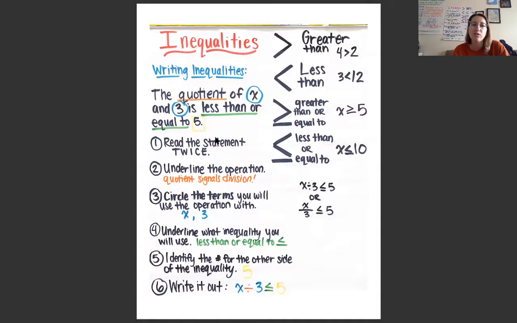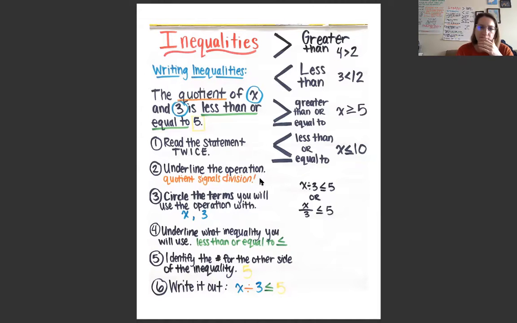Right? So we've read it twice now. And the next thing we're going to do is underline the operation. The operation it's telling us is quotient, and we know that quotient signals to us division. Okay, so we underline quotient just to remind us. And I wrote down here quotient signals division, so I know we're going to use division.